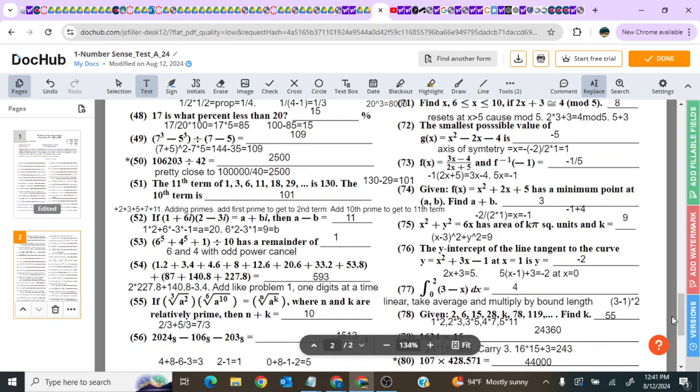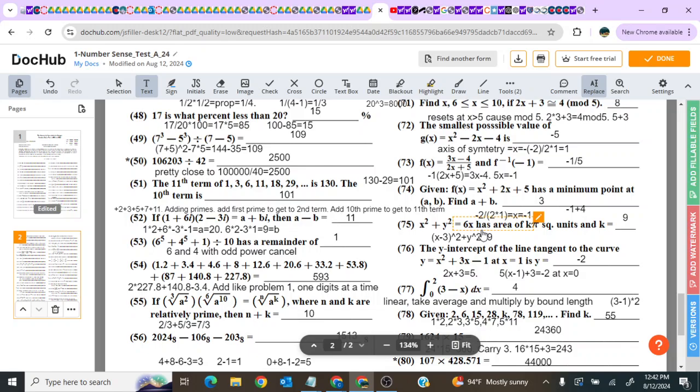74, given f of x is equal to x squared plus 2x plus 5, minimum point at a, b, find a plus b. Well, the minimum point, again, happens at the axis of symmetry, so negative b over 2a, negative 1. Plug in negative 1 for that, and you get a value of 4, so negative 1 plus 4 is 3.